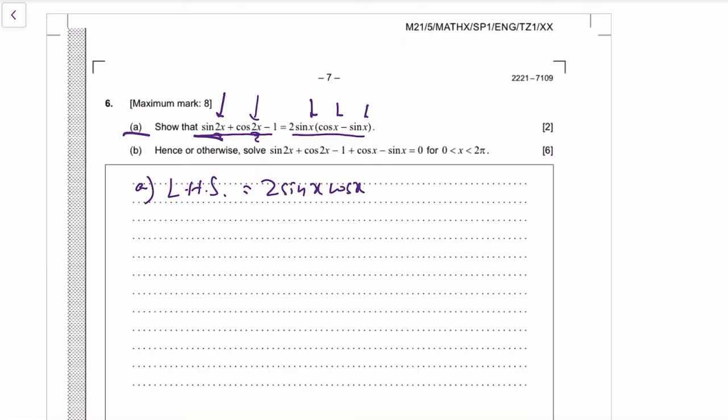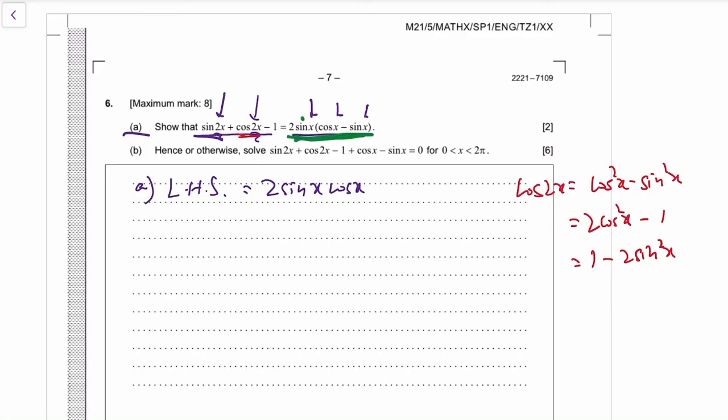Nothing special there. So the special thing should be the second one, because we know cosine 2x has 3 choices. It could be cosine squared x minus sine squared x, or 2 cosine squared x minus 1, or 1 minus 2 sine squared x. So how do we choose which one, right? There are 2 different ways for you to know. One way would be you look at the right hand side, so you could expand this. Then you would probably see which one to choose.